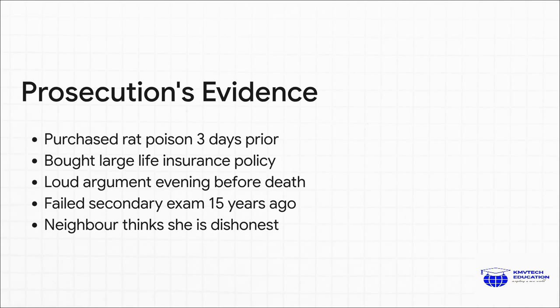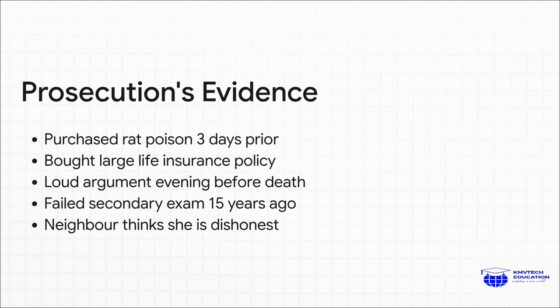Now, the prosecution is obviously eager to secure a conviction, and they want to introduce 5 specific pieces of evidence. I'm going to go through these, and I want you to take a moment to carefully consider them. First, the accused purchased rat poison from a shop in Wandegeya exactly 3 days before her husband died. Second, she had taken out a huge life insurance policy on her husband 6 months earlier. Third, she was seen arguing loudly with him the evening before his death.